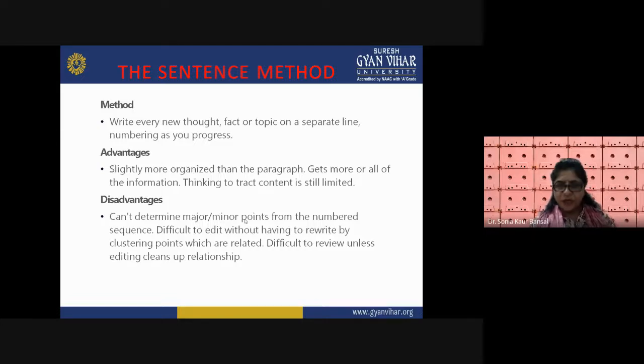So it is difficult also to edit after the lecture without having to rewrite by clustering points which are related. Another disadvantage is that it is not possible to edit afterwards, and you have to prepare other notes for that. So it is difficult to review unless editing cleans up the relationships. So this is the sentence method.